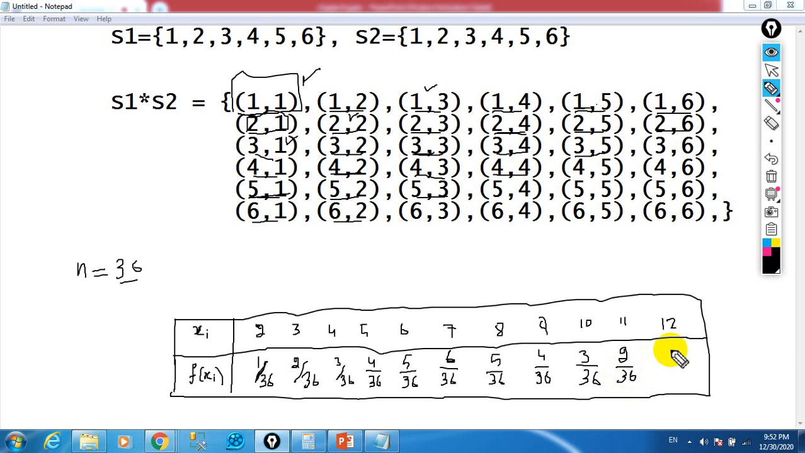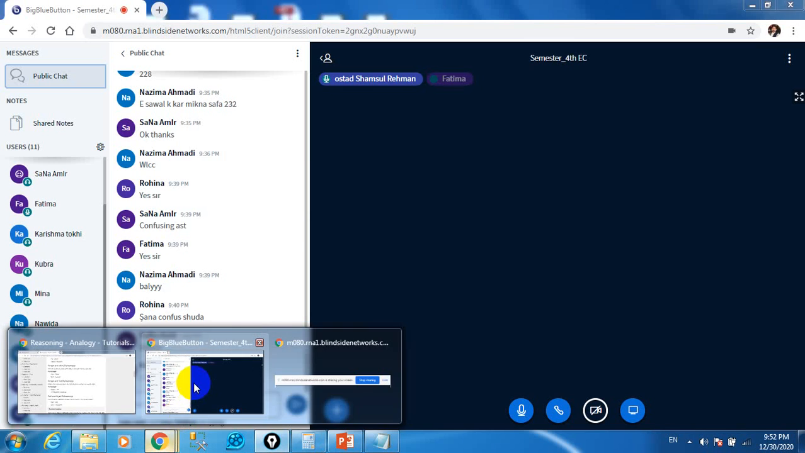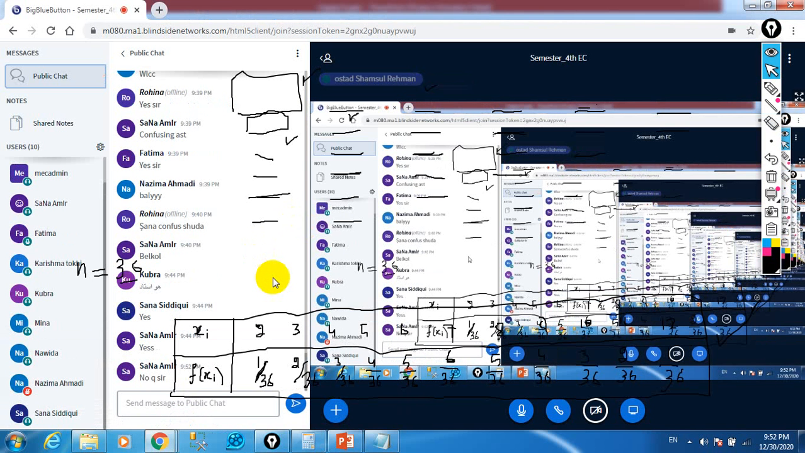Only 6 plus 6, it will give you 12. So 1 divided by 36. So now this is the probability distribution table. Any questions? Up to this, do you understand this? You get this?